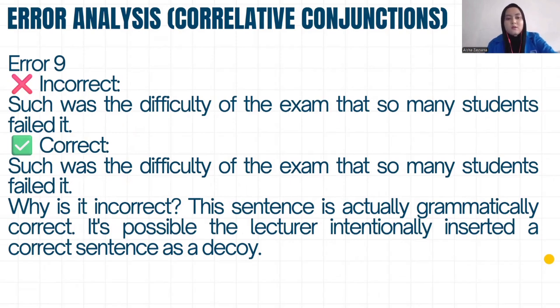Number 9 is: such was the difficulty of the exam that so many students failed. The correct one is: such was the difficulty of the exam that so many students failed. Why is it incorrect? The sentence is actually grammatically correct. It's possible the lecturer intentionally inserted a correct sentence as a decoy.